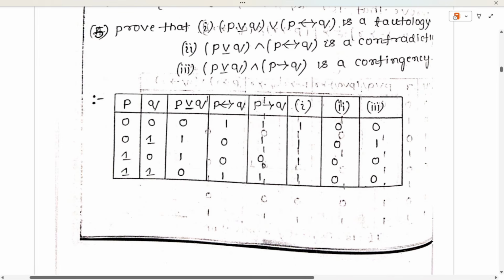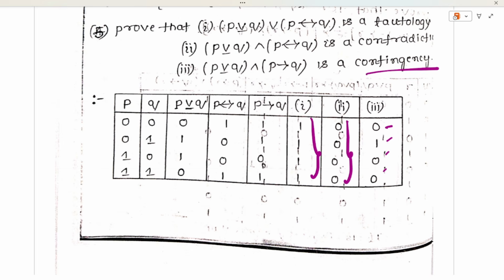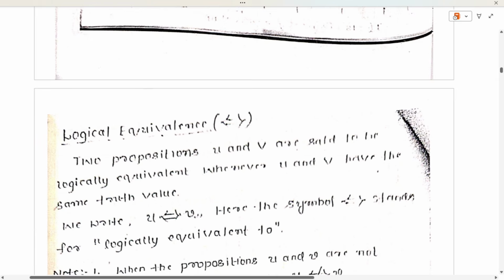Same again, it is tautology, contradiction, contingency. See, first doing tautologies you got all ones, doing contradiction you got all zeros. Contingency is nothing but a mix of zeros and ones that you will get. It is neither tautology nor contradiction. Both mixed values you will get. That is called contingency. That's all.